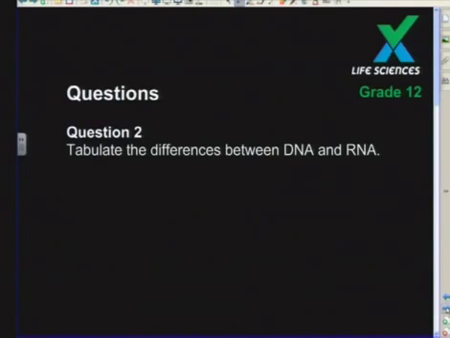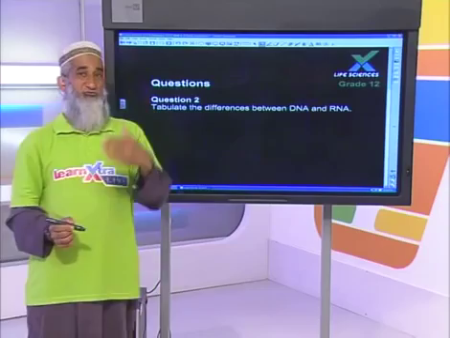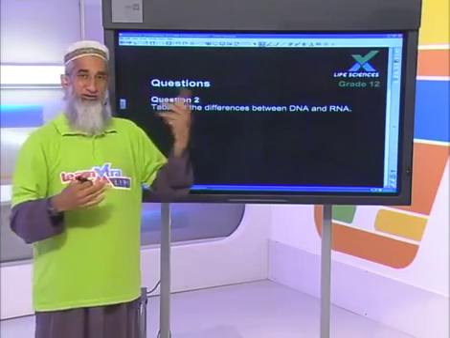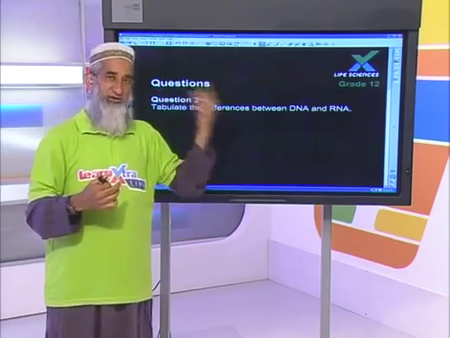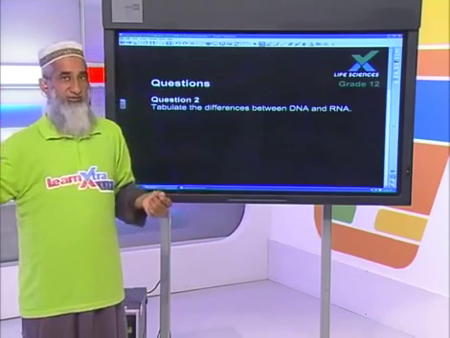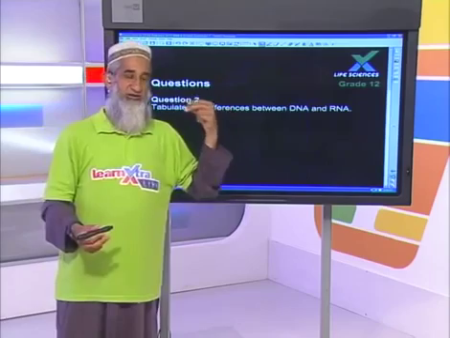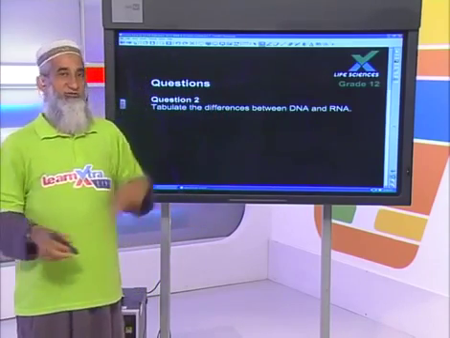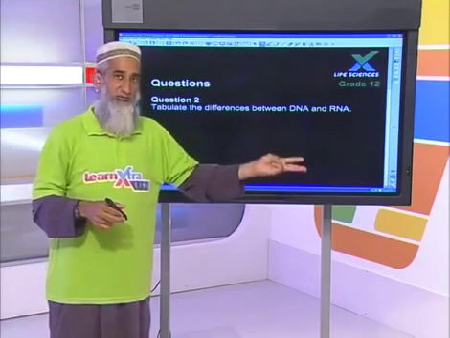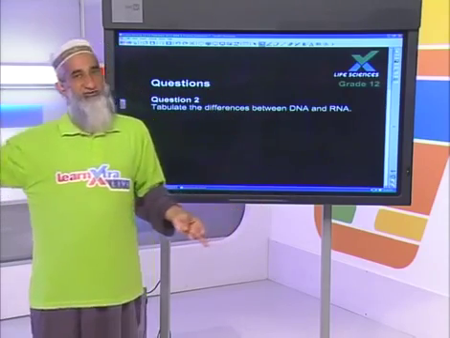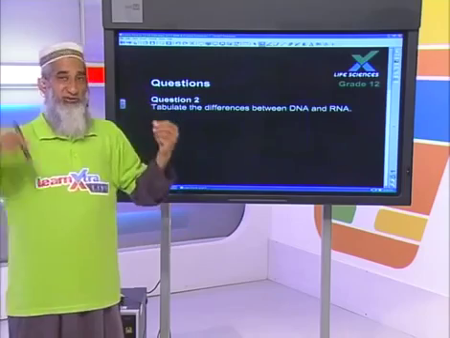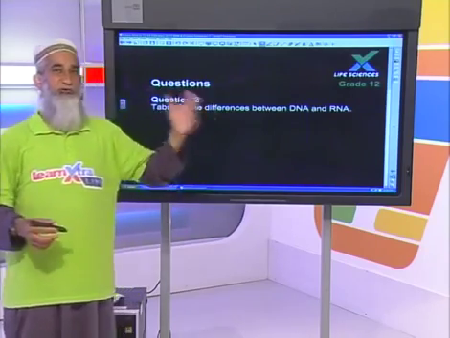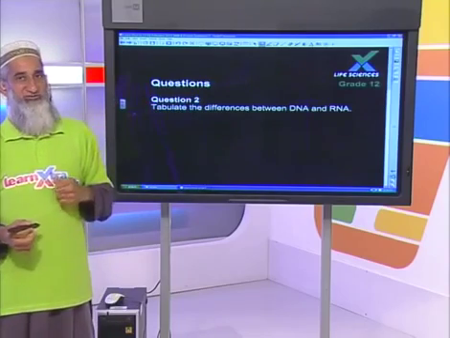Tabulate the differences between DNA and RNA. We taught you last week how to draw the table. We discussed quickly the differences. One is single-strand RNA, double-strand DNA. Uracil found in RNA, thymine found in DNA. No hydrogen bonds in RNA, hydrogen bonds found there. Helix shape in DNA, not helical in RNA. So those are some of the differences between DNA and RNA.